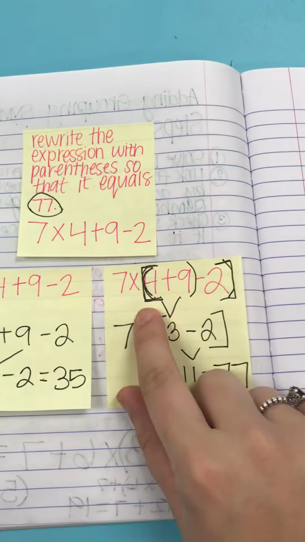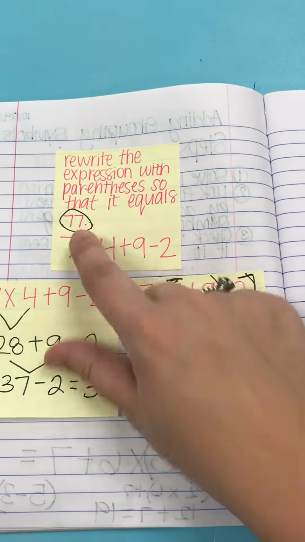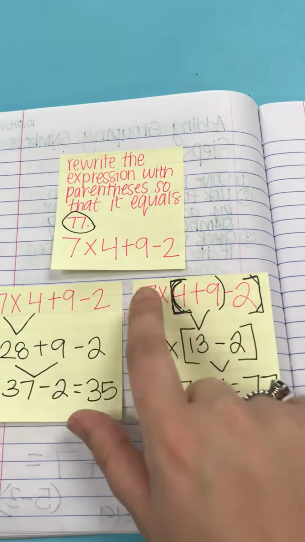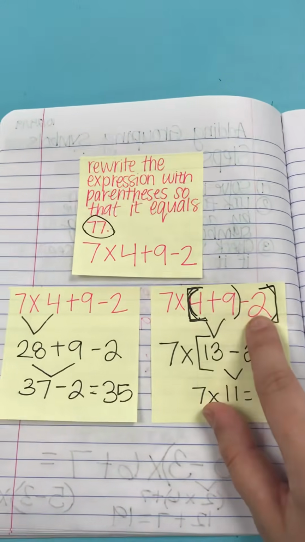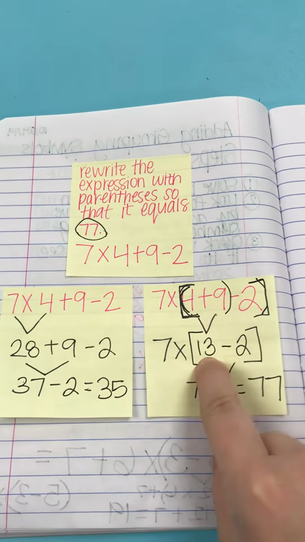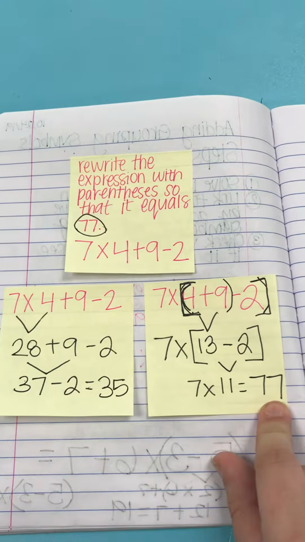Okay, so I come over here and I say, 7 times something does equal 77. I know 7 times 11 is 77. How can I make these numbers equal 11? Well, 4 plus 9 is 13, minus 2. So, and again, 7 times 11 is 77.